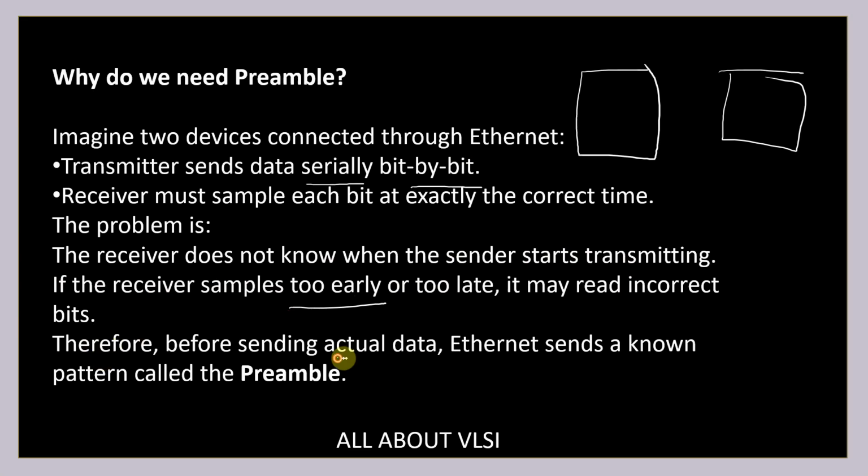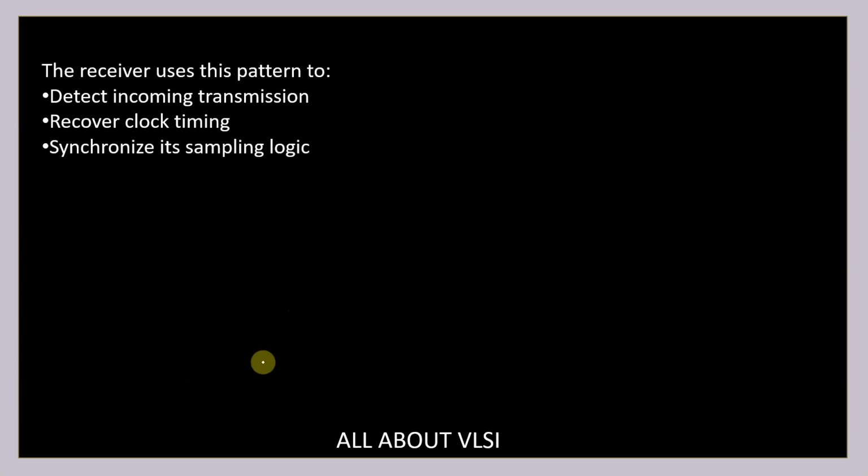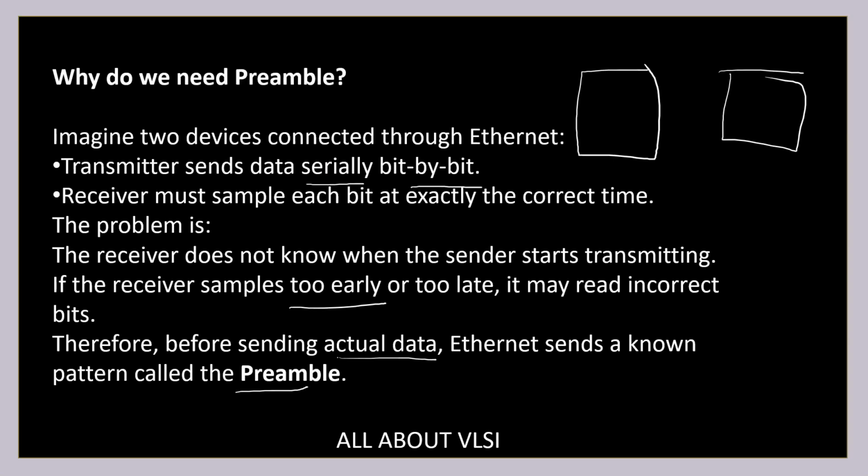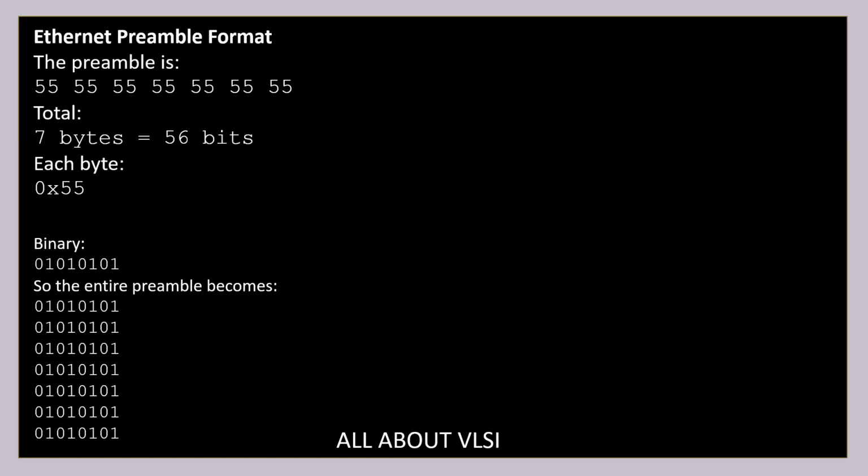Therefore, before sending the actual data, Ethernet sends a known pattern called the preamble. On the receiver side, the receiver uses this pattern for detecting the incoming transmission and recovering the clock timing, and it synchronizes its sampling logic. So that is the reason we send a preamble. And for differentiating this preamble from the actual payload, the destination MAC address and source MAC address of the actual Ethernet frame, we use a start frame delimiter that marks the starting of the frame.